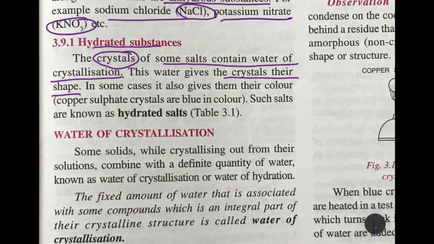characteristic color to the salt, like in the case of copper sulfate crystals which are blue in color, but anhydrous copper sulfate, which does not contain the 5 molecules of water attached to it, is white in color. So these salts are known as hydrated salts.